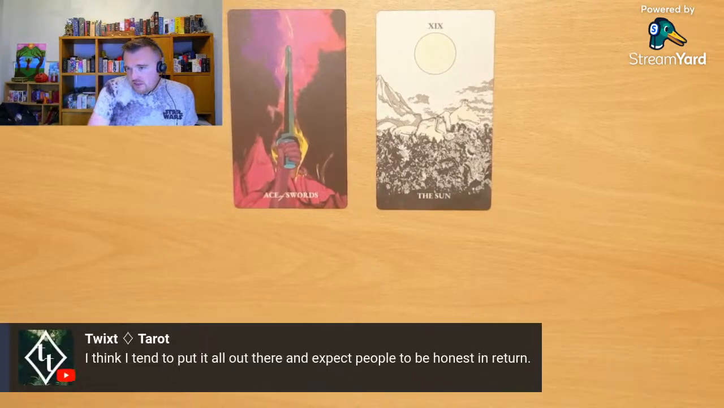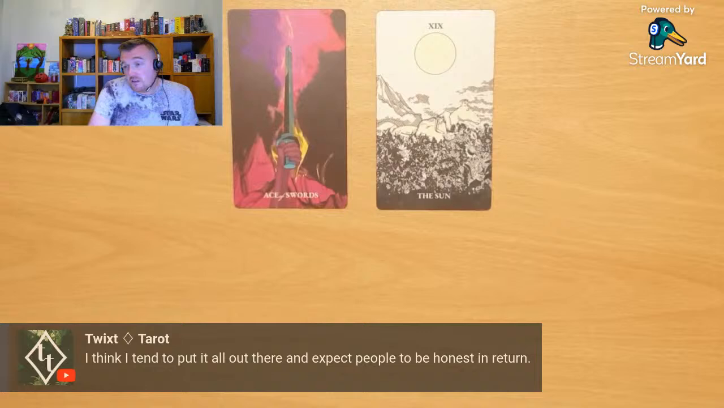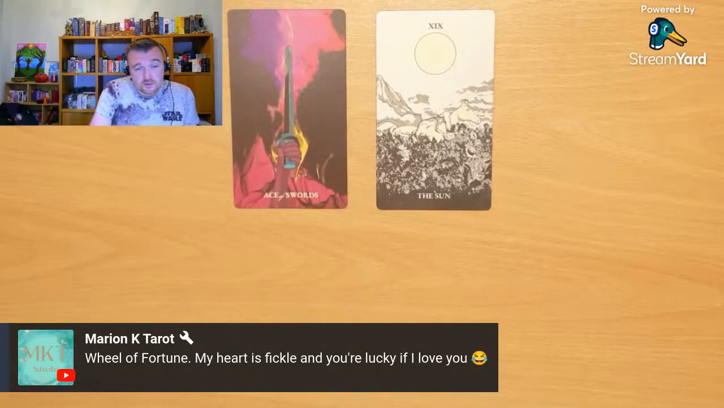I think I tend to put it all out there and expect people to be honest in return. I think that's a fair expectation. Wheel of Fortune: my heart is fickle, and you're lucky if I love you.